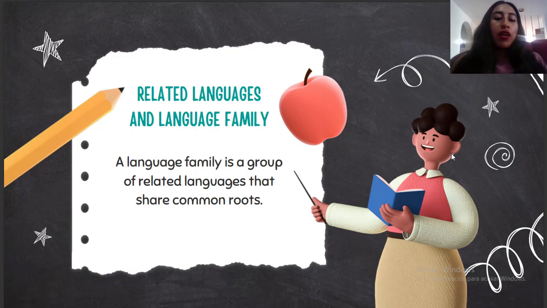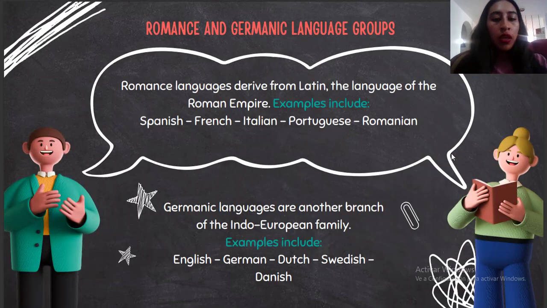Okay, now we continue with related languages and language families. Related languages are languages that have evolved from a common ancestor. A language family is a group of related languages that share common roots. And the relationships among these languages are typically traced using a genealogical classification, showing how they diverged from a common proto-language.